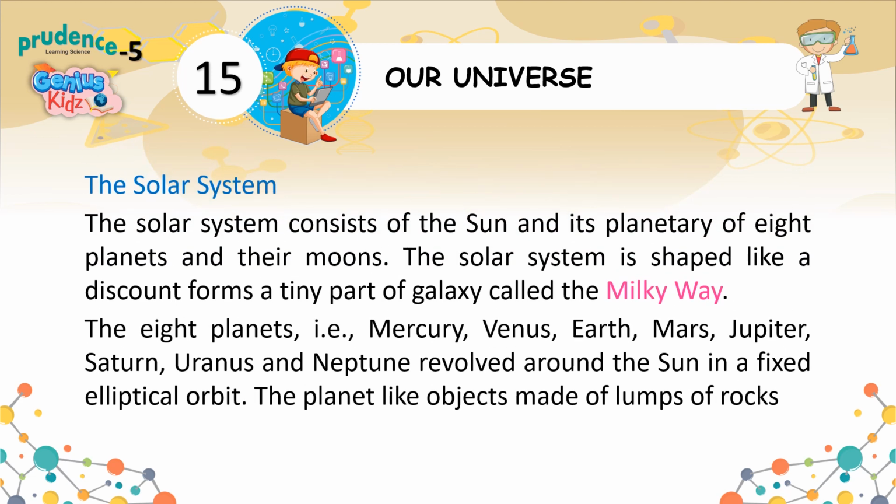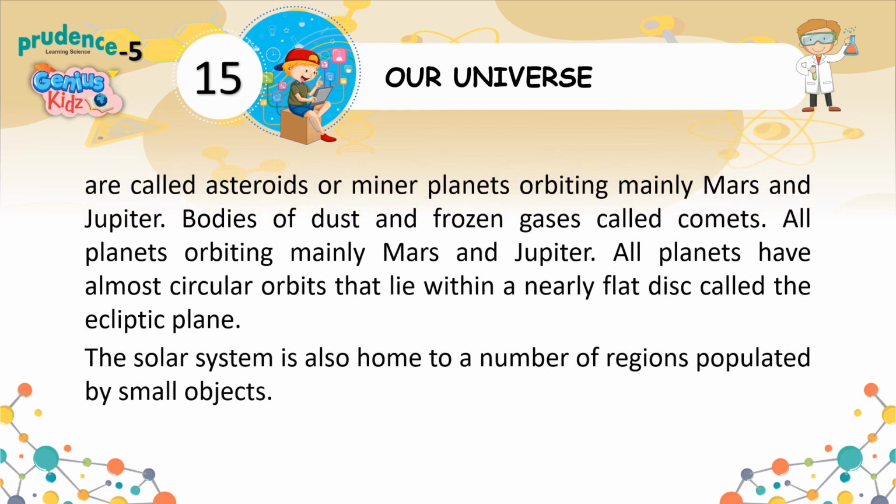The solar system. The solar system consists of the Sun and its planetary system of 8 planets and their moons. The solar system is shaped like a disc and forms a tiny part of the galaxy called the Milky Way. The 8 planets, i.e., Mercury, Venus, Earth, Mars, Jupiter, Saturn, Uranus and Neptune revolve around the Sun in a fixed elliptical orbit. The planet-like objects made of lumps of rocks are called asteroids or minor planets, orbiting mainly between Mars and Jupiter. Bodies of dust and frozen gases are called comets.